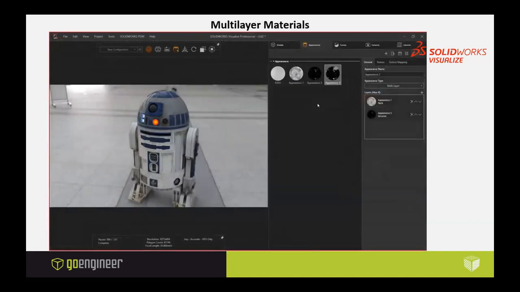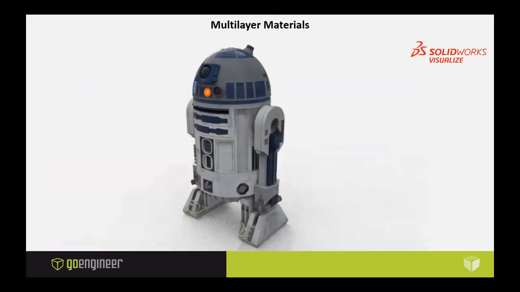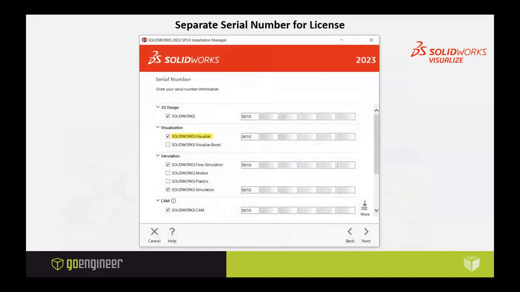All right, multi-layer materials. Here on R2-D2, there's only four materials applied. Multi-layers means we can stack multiple materials within the same appearance. Okay, and here's what R2-D2 looks like with only four materials applied. Pretty good.